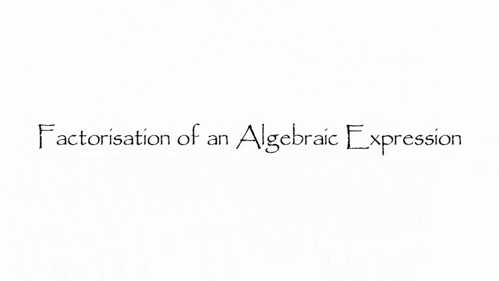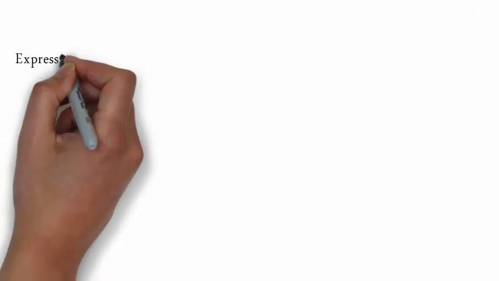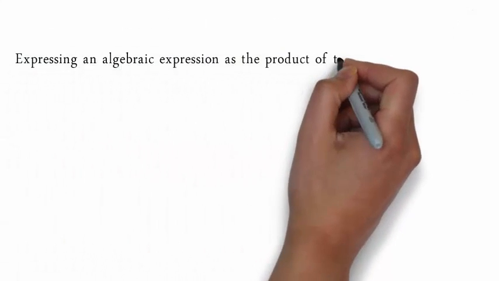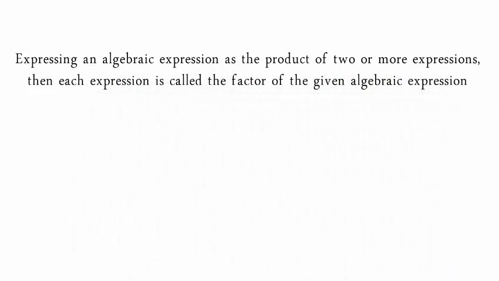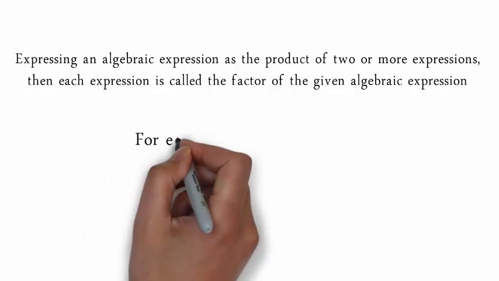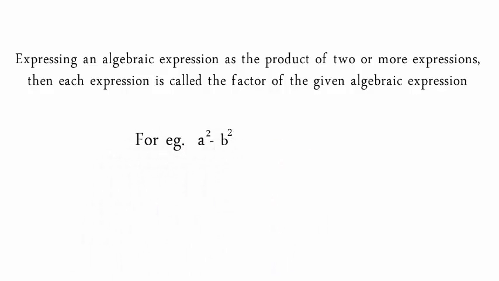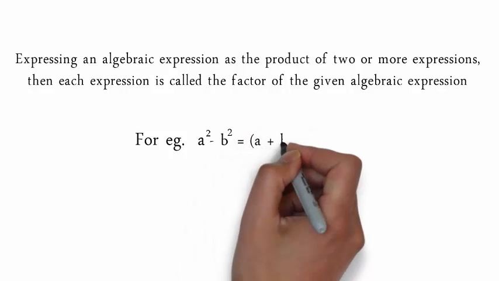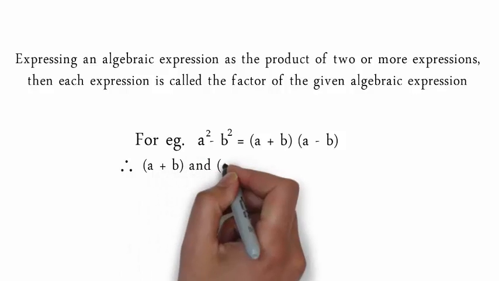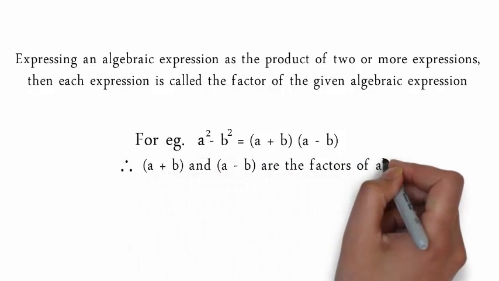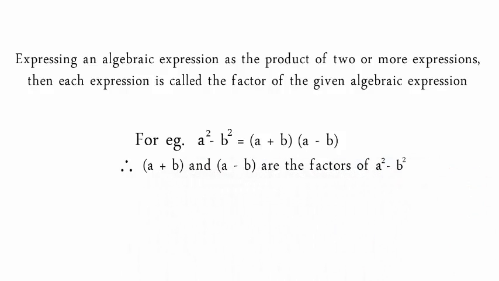Factorization of an algebraic expression. Expressing an algebraic expression as the product of two or more expressions, then each expression is called a factor of the given algebraic expression. For example, a² - b² = (a + b)(a - b). Therefore, a + b and a - b are the factors of a² - b².